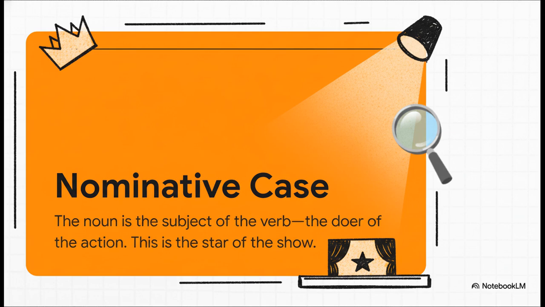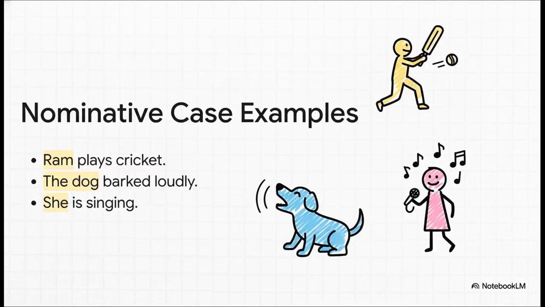First up, the leading role. This is the nominative case. This is your main character, the one who is actually doing the action. They are the subject of the sentence, the star of the show. Let's take a look. Who plays cricket? Ram does. Who barked? The dog. Who is singing? She is. See? It's pretty straightforward. In each of these sentences, the noun in the nominative case is the one driving all the action.